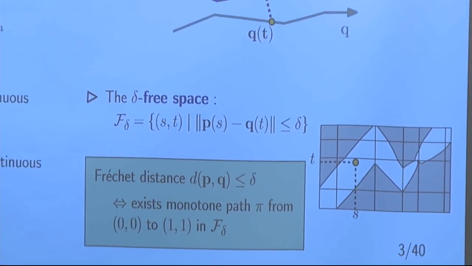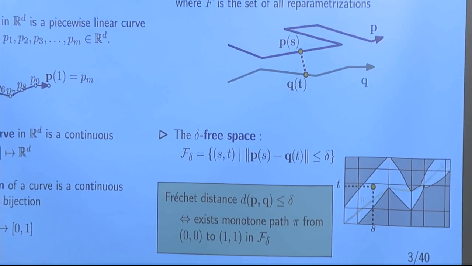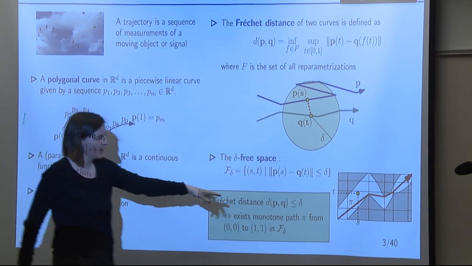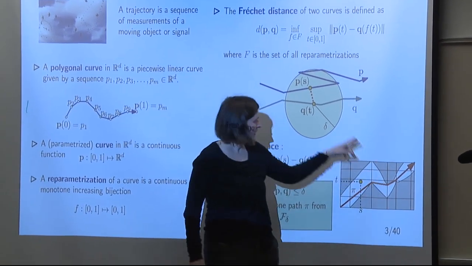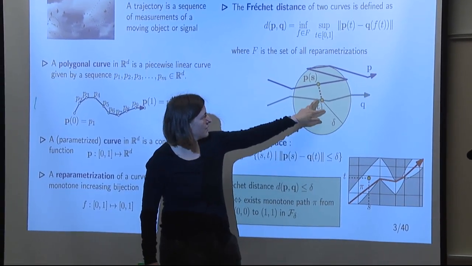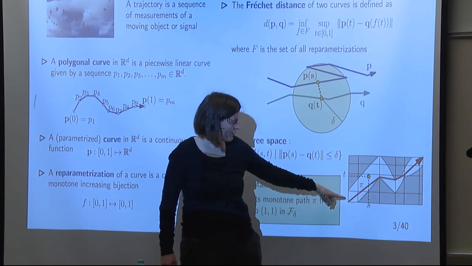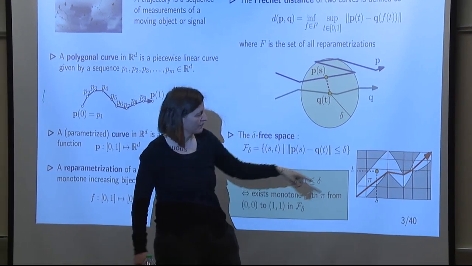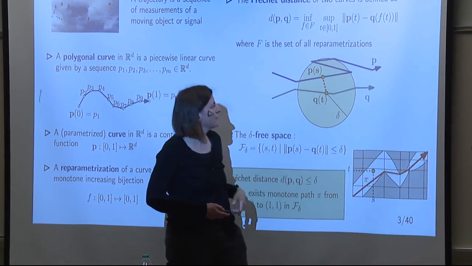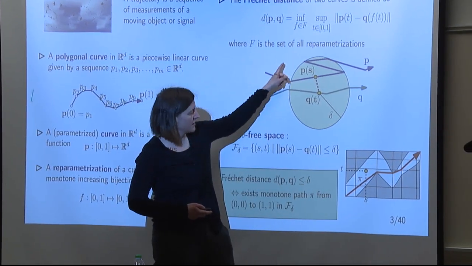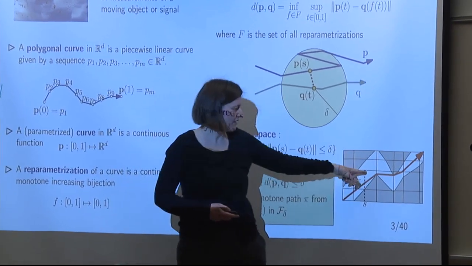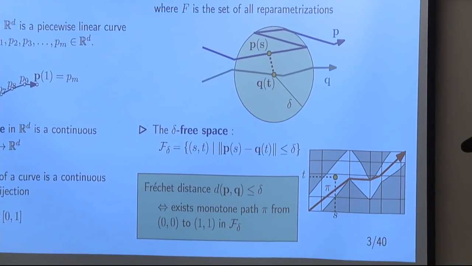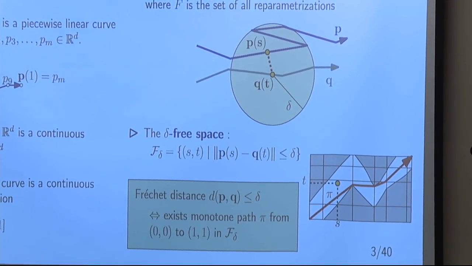Okay. Now here we have a path. If I choose delta to be like this, for example, it's not monotone in both coordinates. It has to go through this little edge here. It has to go down. If I make the delta, the radius, a little bigger, then I get a monotone path, and this would be the Fréchet distance. This would be my distance between the two curves.